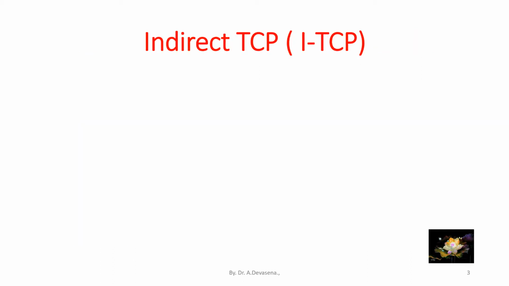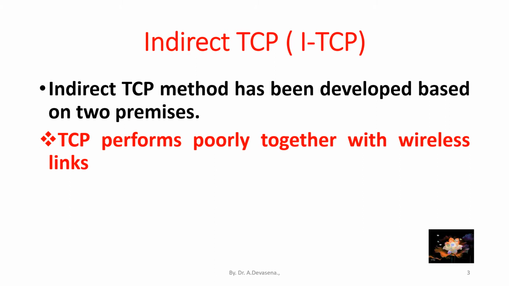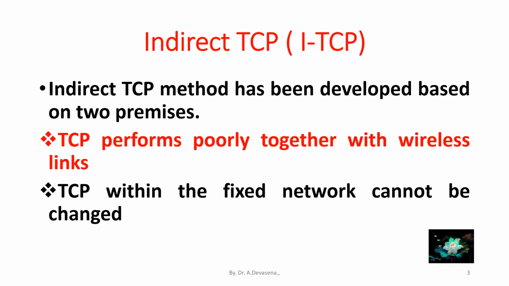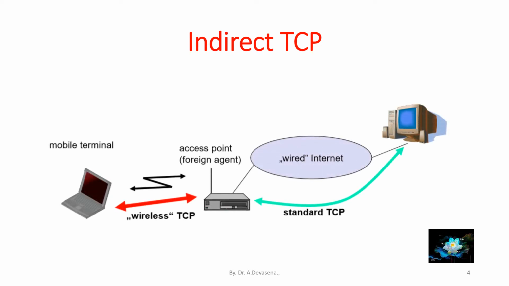Indirect TCP, that is I-TCP. Indirect TCP method has been developed based on two premises. TCP performs poorly together with wireless links. TCP within the fixed network cannot be changed. Indirect TCP representation is shown below. This is the indirect TCP diagram representation. In the further slides, we are going to discuss this topic.